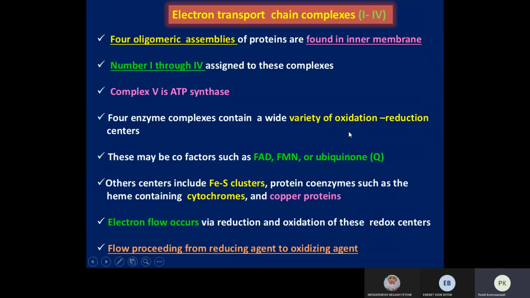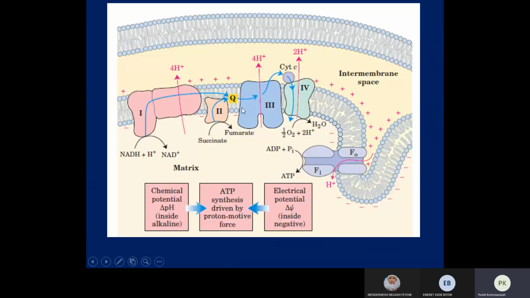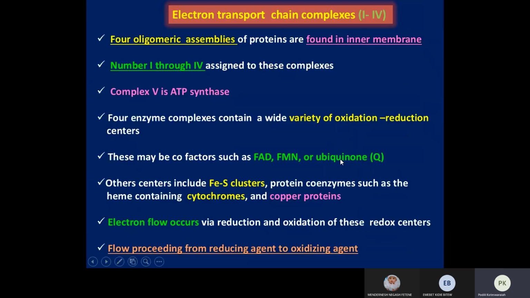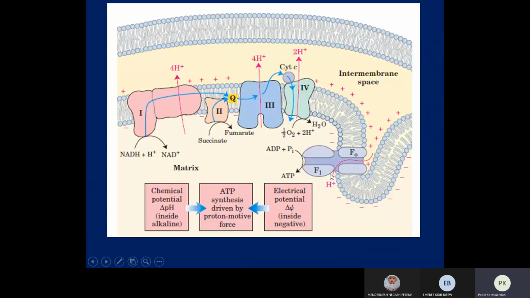All these complexes contain a variety of oxidation reduction centers, and these may include cofactors such as FAD, FMN, and ubiquinone. In addition to this, other centers like iron sulfur clusters, cytochromes, and copper proteins are also present. In the electron transport chain, the electron flow takes place via the various oxidation reduction centers, from NADH2 to the molecular oxygen, and it always takes place from the reducing agent to the oxidizing agent.